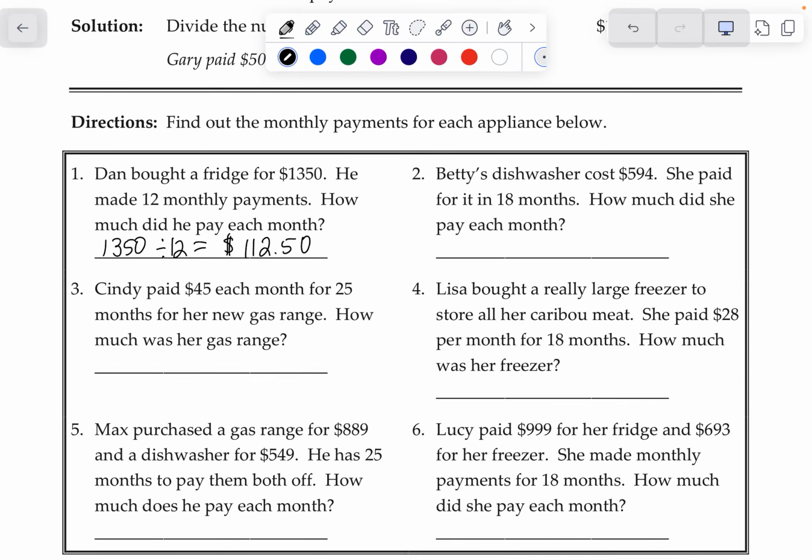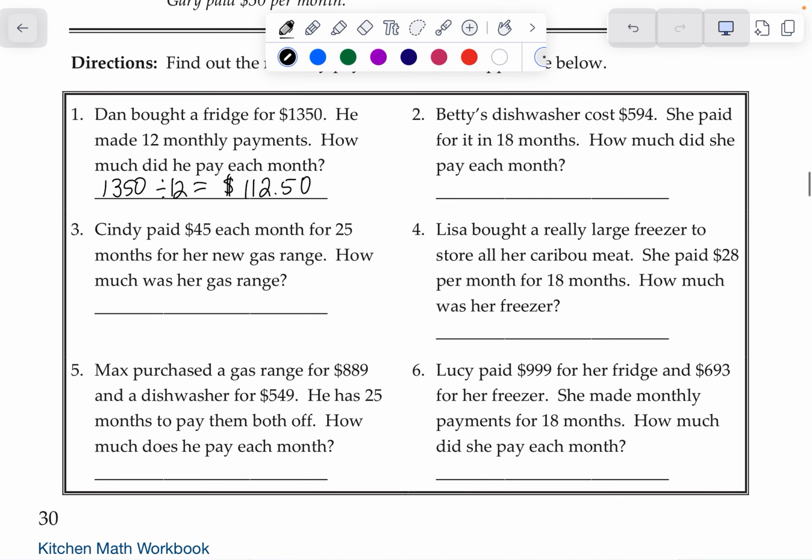So let's do 6. What's different about number 6 is it says that Lucy paid $999 for a fridge and $693 for a freezer. She made payments for 18 months. How much did she pay each month? Now remember, it's always total divided by the number of months. So do we have a total there yet? No, we got to add those together, right? So get your total. So on your calculator somewhere, do that $999 plus $693 is $1,692.